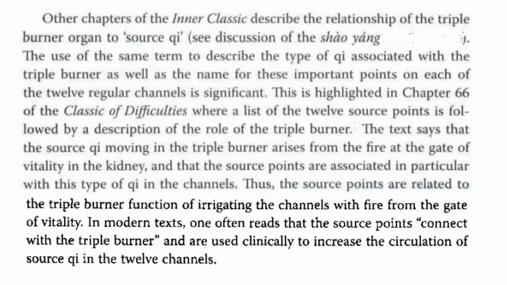Other chapters of the Inner Classic describe the relationship of the triple burner organ to source qi. The use of the same term to describe the type of qi associated with the triple burner, as well as the name for these important points on each of the 12 regular channels, is significant. This is highlighted in chapter 66 of the Classic of Difficulties, where a list of the 12 source points is followed by a description of the role of the triple burner.